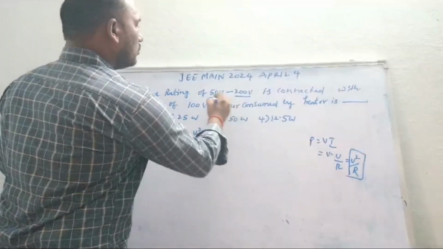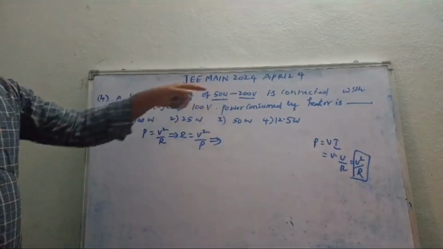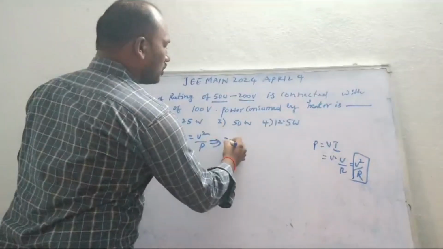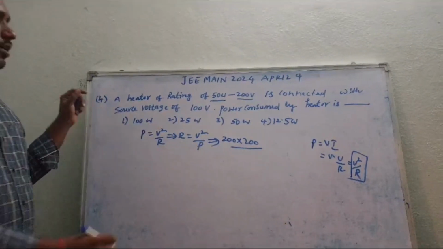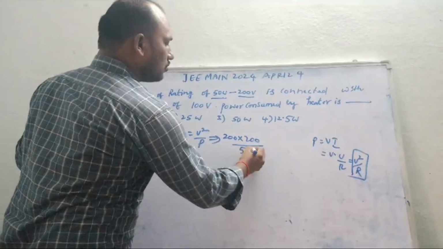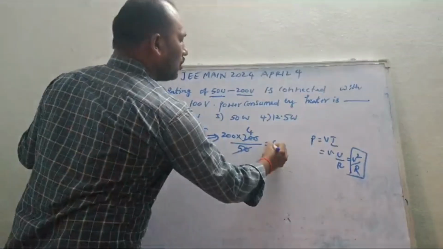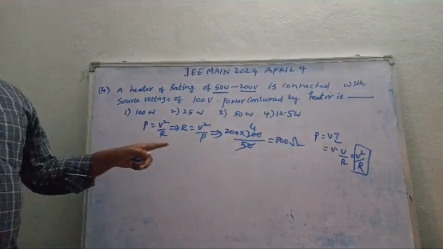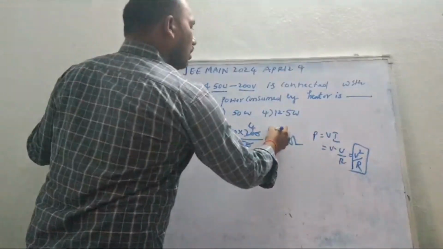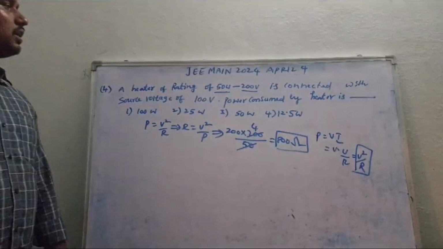Here, what is the V value? V value is 200 volts. So I am substituting 200 into 200 by P, and the P value is 50 watt. So we get the resistance value of 800 ohms. So the resistance value is 800 ohms.